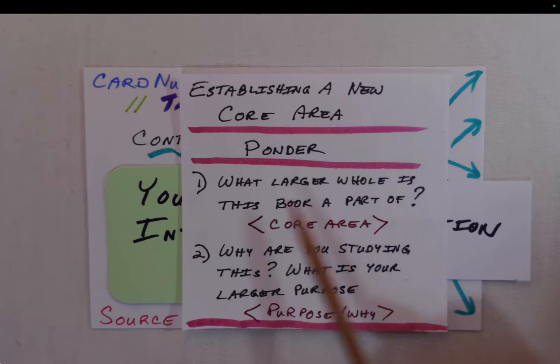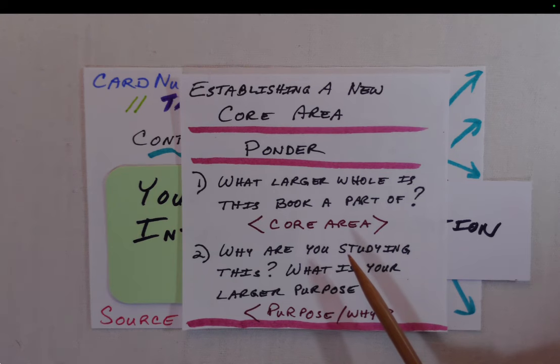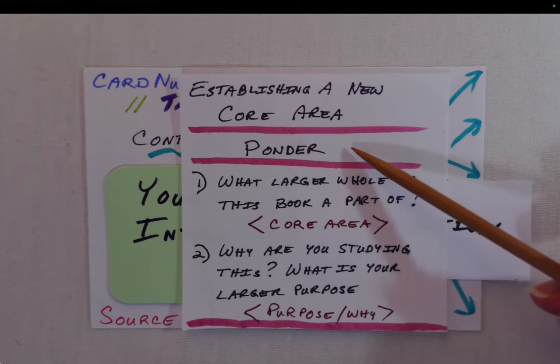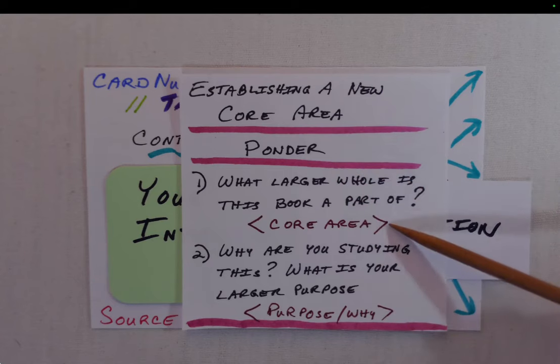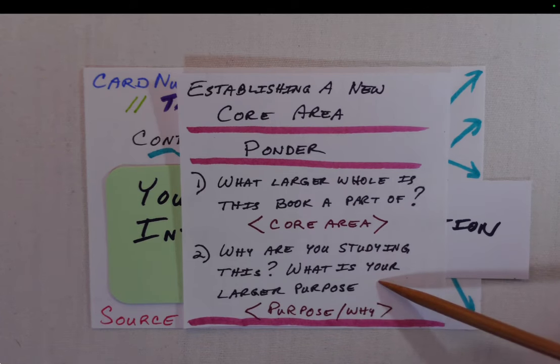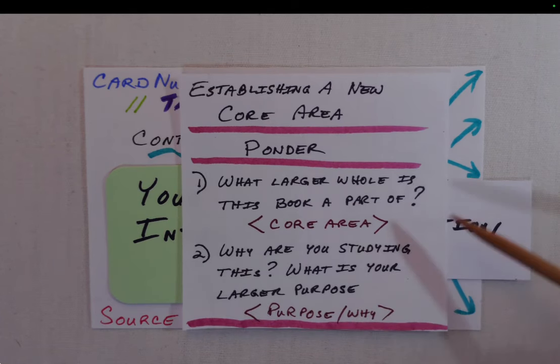But you can ponder this same type of question whenever you have a region of your Zettelkasten that you want to stake out, but that you do not yet have any cards for. Then the question that you want to ask yourself is, why are you studying this? What is your larger purpose? So once you've pondered and have in mind both your content area and your purpose for going into that content, you're ready to create your main card.